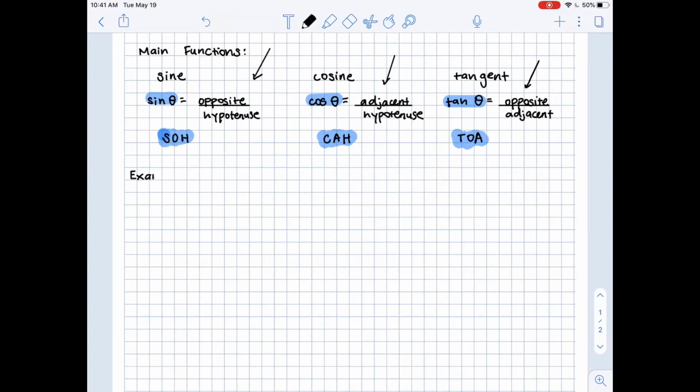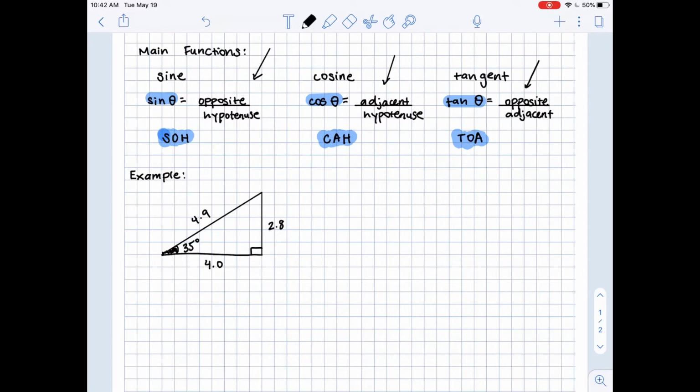So, let's look at an example. This is going to be a little bit of an estimate, but we will use this. This will be our triangle with an angle of 35 degrees, with an adjacent side length of 4.0, an opposite side length of 2.8, and a hypotenuse of 4.9.